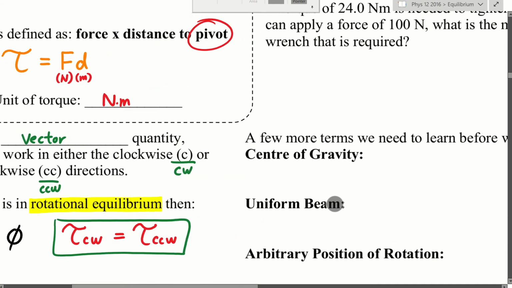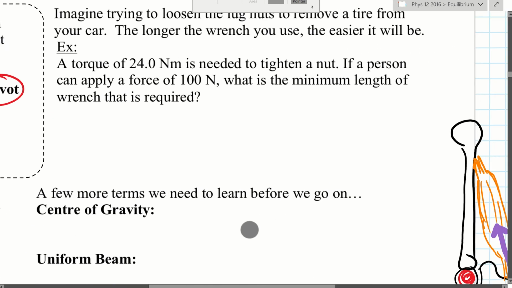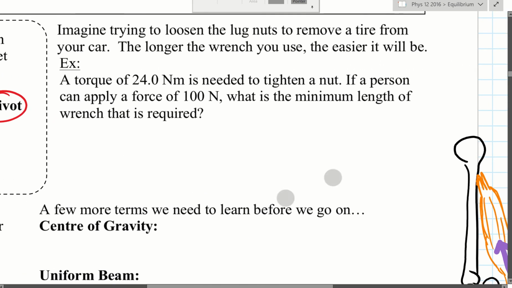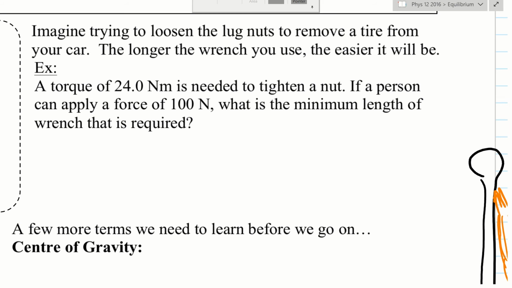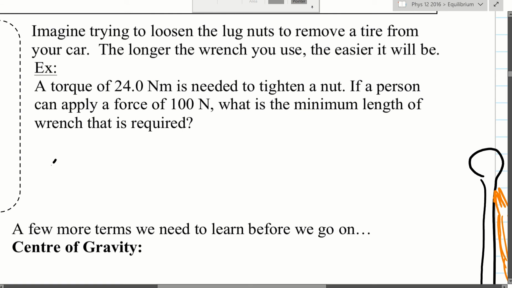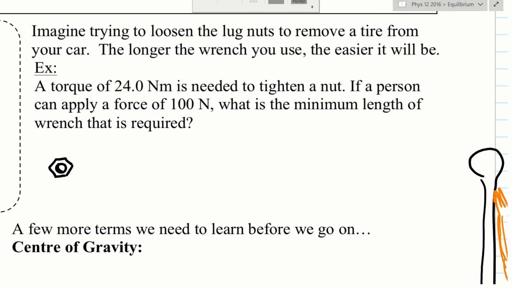Now, let's look at one example. So imagine trying to loosen the lug nuts to remove a tire from your car. Now, you know that in that case, you will be using a wrench, right? So the idea of how a wrench actually helps you remove, so this is what a nut looks like, right? Usually, if you look at any car from the side looking at the wheels, you will see multiple ones of these.